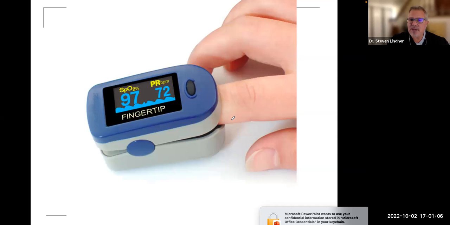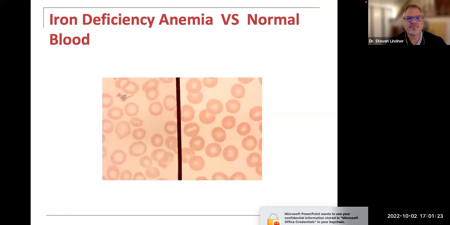Can also use a pulse oximeter. If we start to see the oxygen saturation start to dip, 92, 93, 80%, these are very, very dangerous levels. Should always be 96 or better on oxygen saturation.